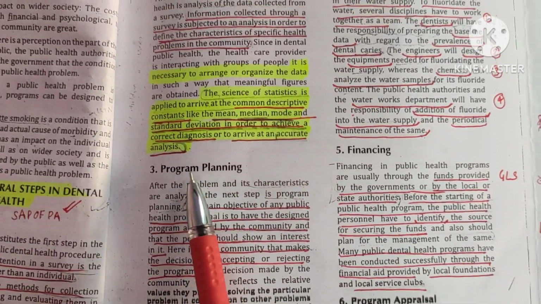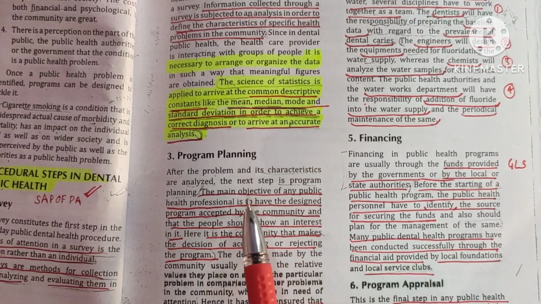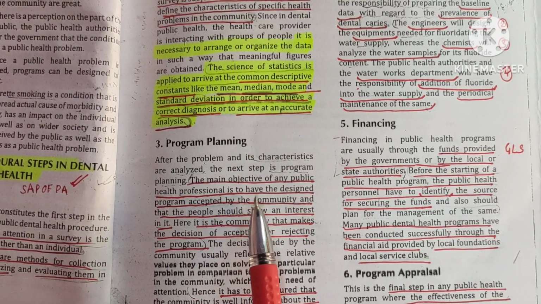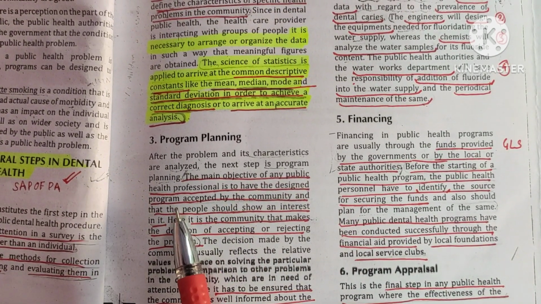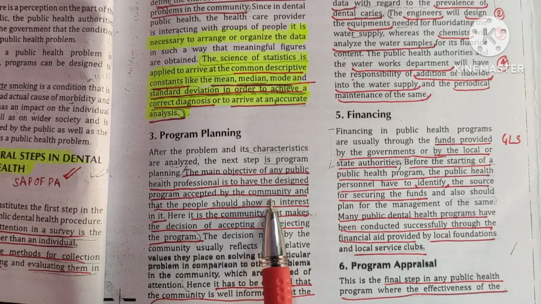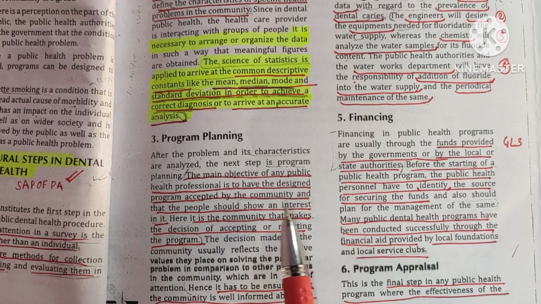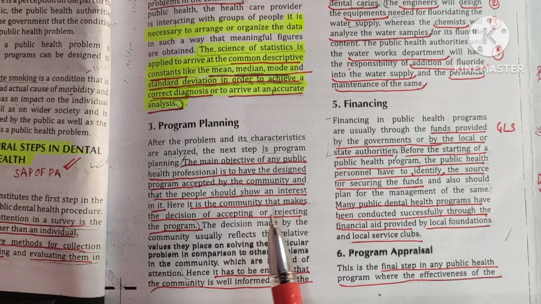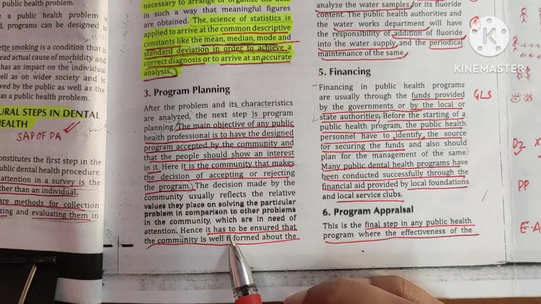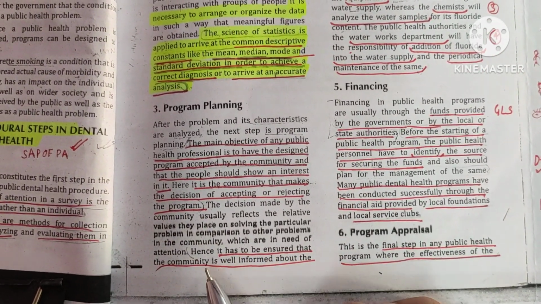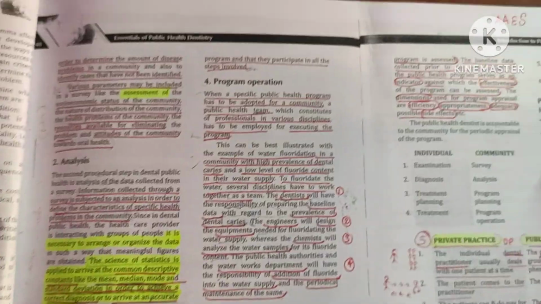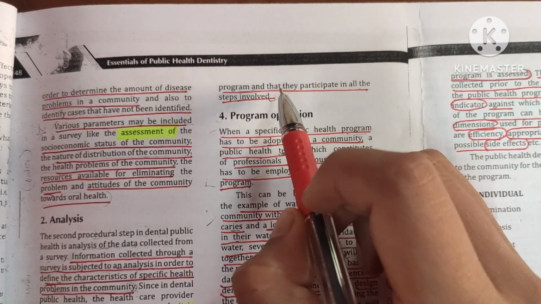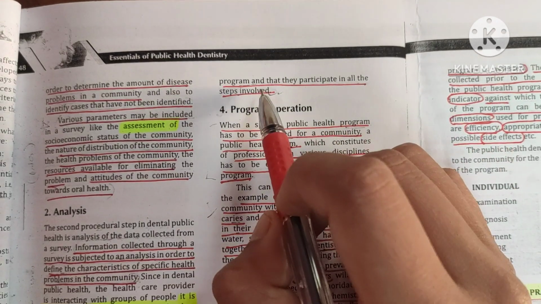Now the next step is program planning. After analysis, we'll do program planning. The main objective of any public health professional is to design a program that should be accepted by the community and that the people should show an interest in it. Here it is the community that makes the decision of accepting or rejecting the program. It has to be ensured that the community is well informed about the program and that they participate in all the steps involved.